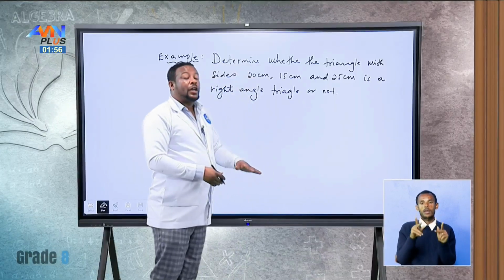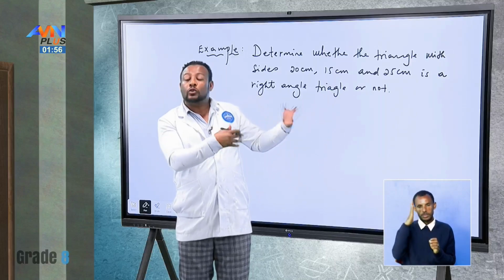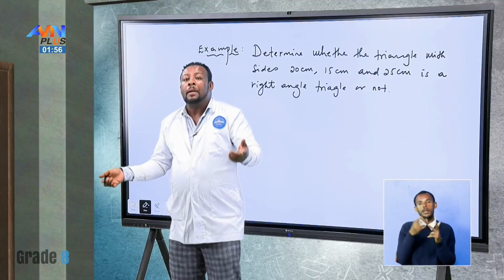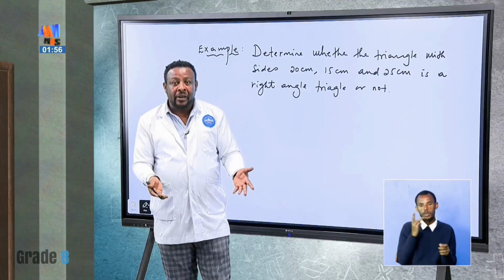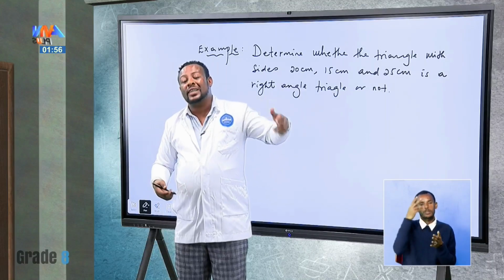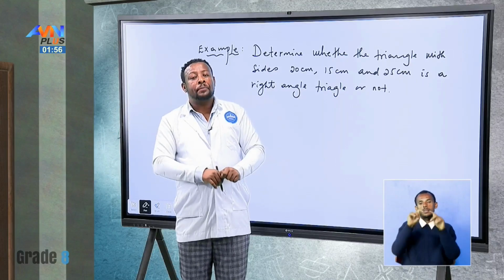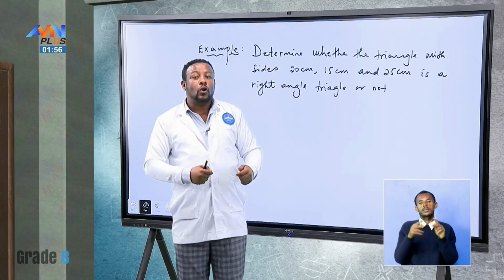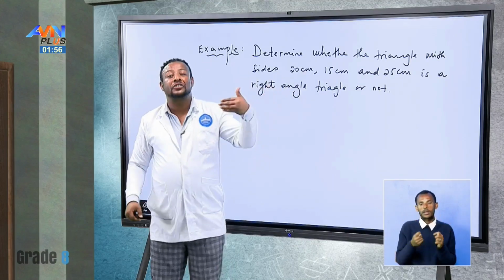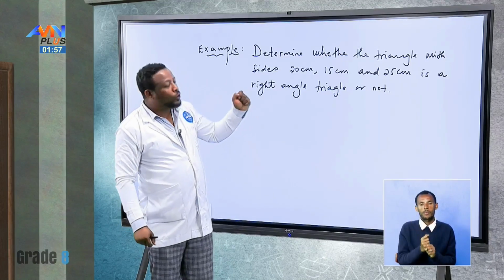In our previous example, we were calculating an unknown side by giving two sides, and we applied Pythagoras theorem to find the third unknown side. But in the converse, as I've said earlier, if the square of the longest side is equal to the sum of the squares of the other two legs, then that triangle is a right angle triangle. So based on this converse, let's see whether this triangle is a right angle triangle or not.